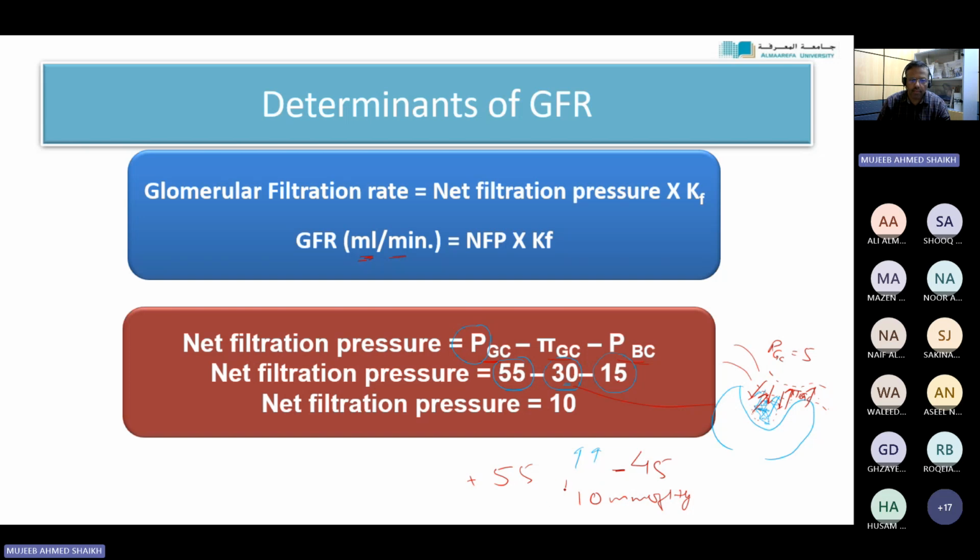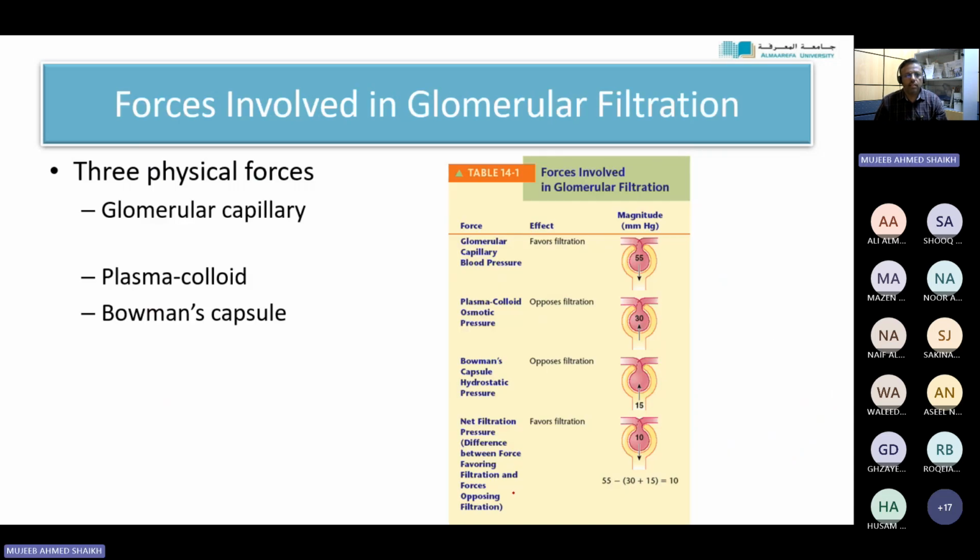If it becomes 11, then the filtration will be more. If it becomes 5, filtration will become less. This is a simplified diagram to show you which pressure is in which direction. This is glomerular capillary blood pressure or hydrostatic pressure. This is in this direction, so it will cause filtration.